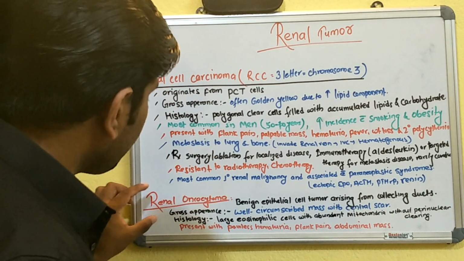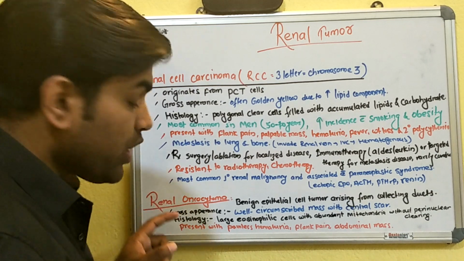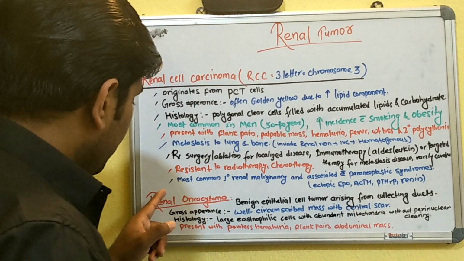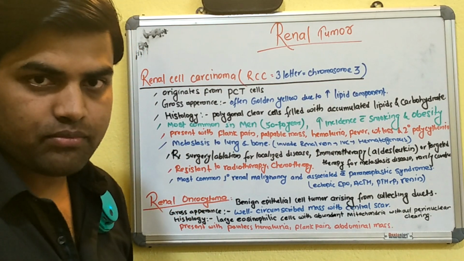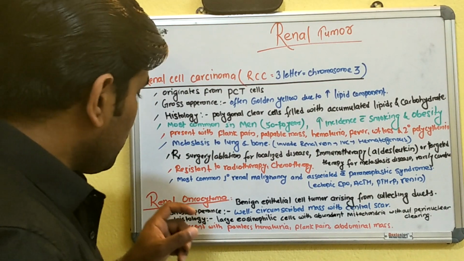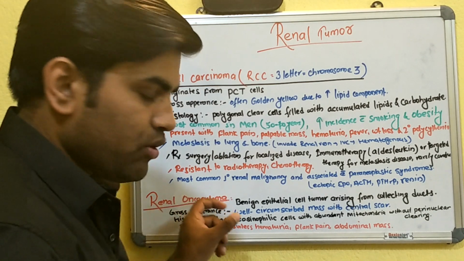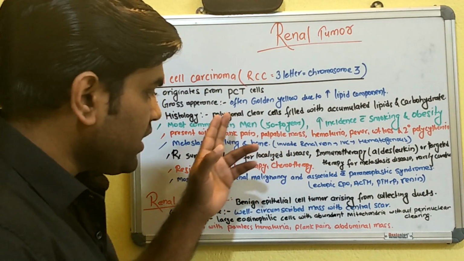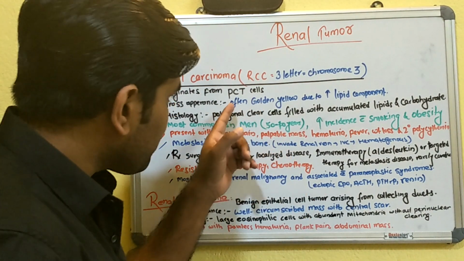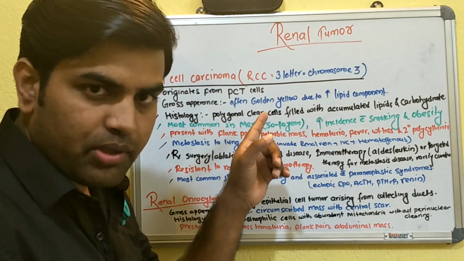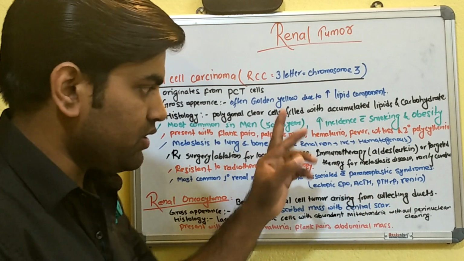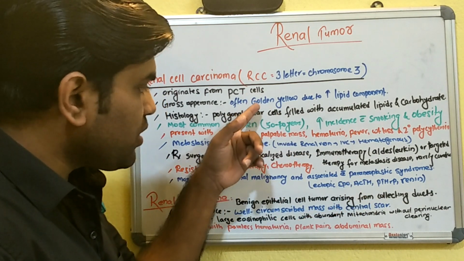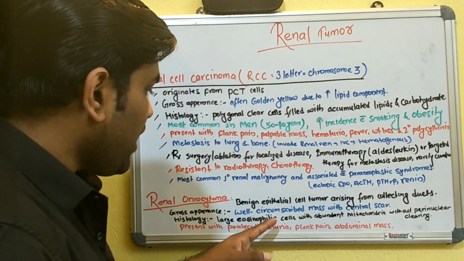In contrast to this, there is another entity known as renal oncocytoma. Okay, so we are talking about renal oncocytoma, and it is benign. That was a malignant one. It is a benign tumor, but unlike RCC which originates from the PCT, the proximal convoluted tubule, this will originate from the collecting duct. That is different. Origination is different. That is malignant, this is benign only.